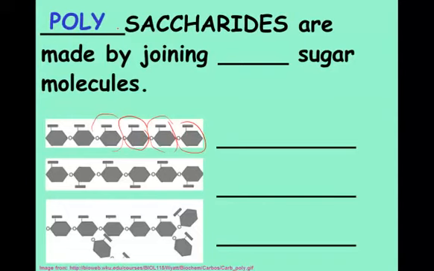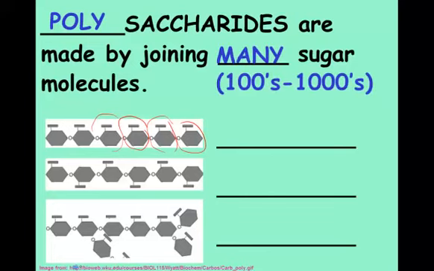Poly means many. And polysaccharides are made by joining many sugar molecules together. We're talking hundreds to thousands of sugar molecules. These guys are pretty big molecules compared to just a simple glucose molecule. But each one of those little hexagons is a glucose. And so joining them together in different ways can make different kinds of polysaccharides.